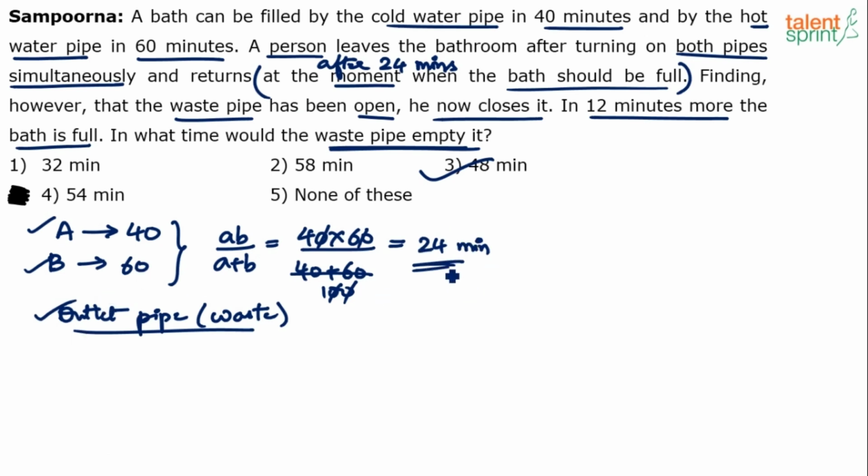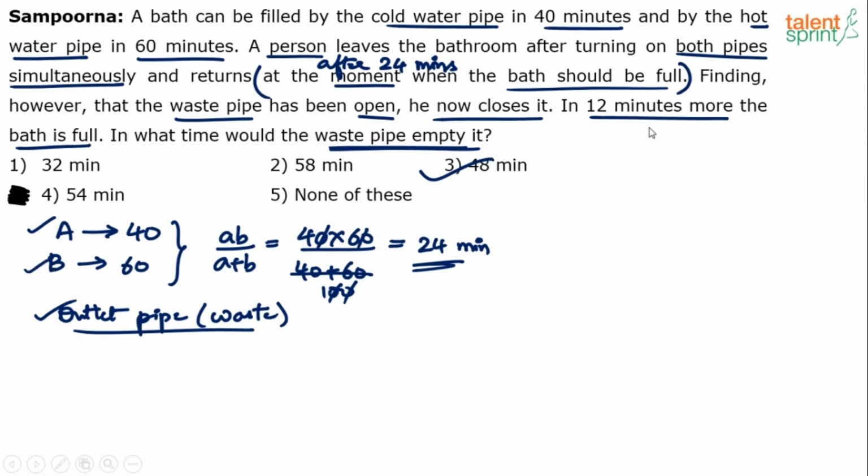So the understanding of the person was that A and B are working, but actually A, B and the outlet, all three were working in the first 24 minutes. And he now closes it. He comes into the bathroom after 24 minutes and closes the outlet pipe. And he finds that in 12 more minutes, the bath is full. So after 24 minutes, when you close the outlet pipe, only A and B are working. And he says A and B work for 12 minutes for the bath to be full.